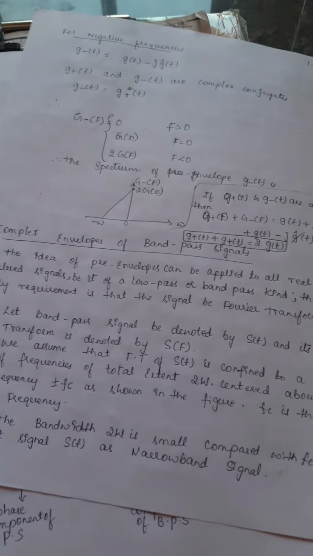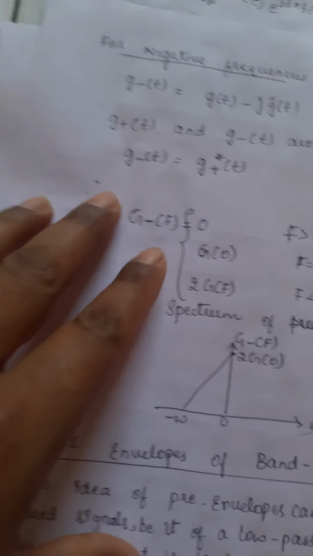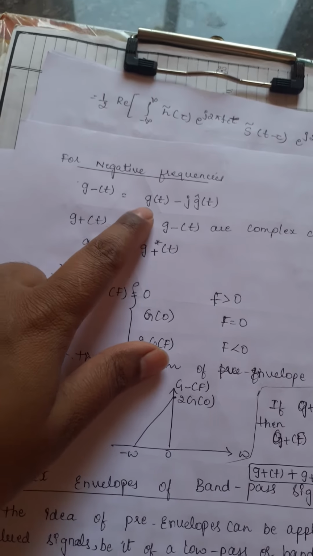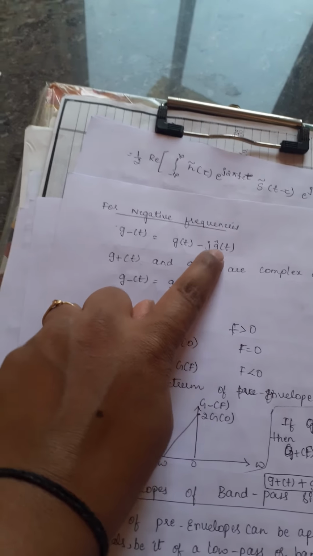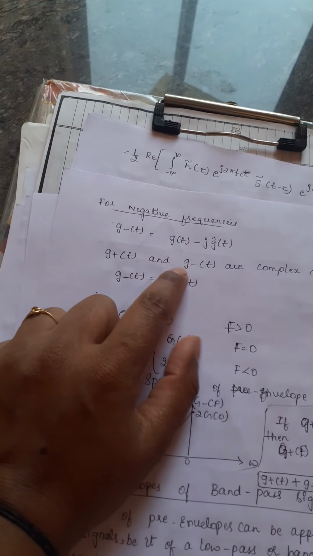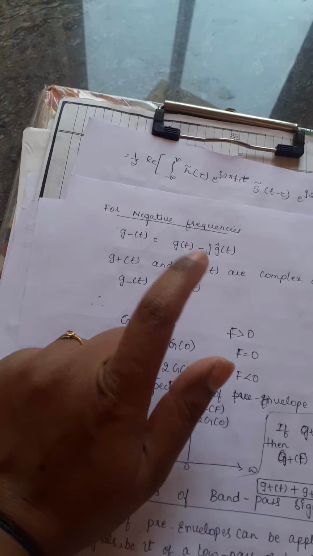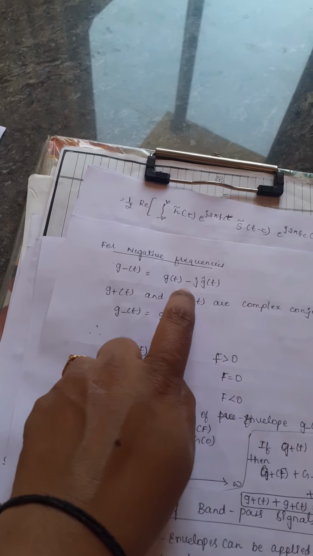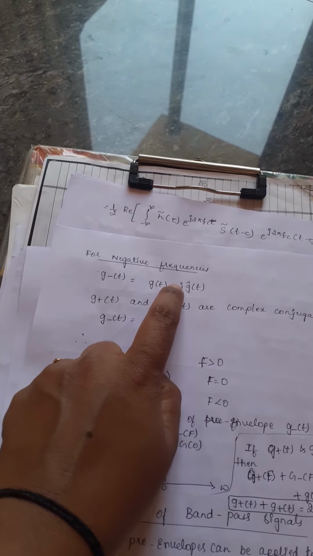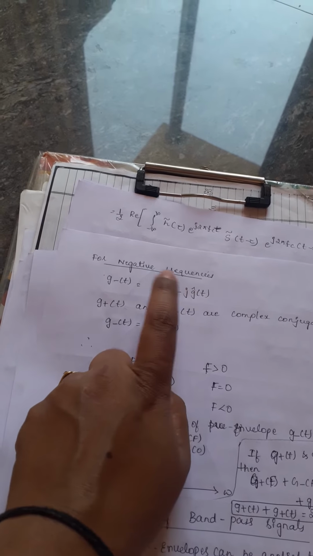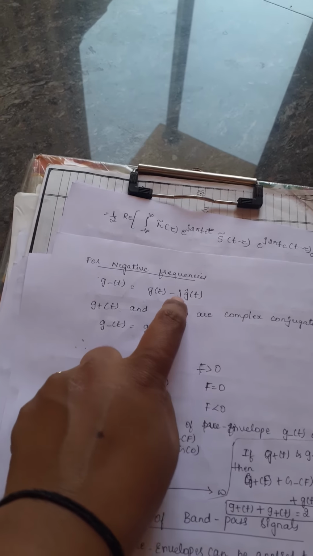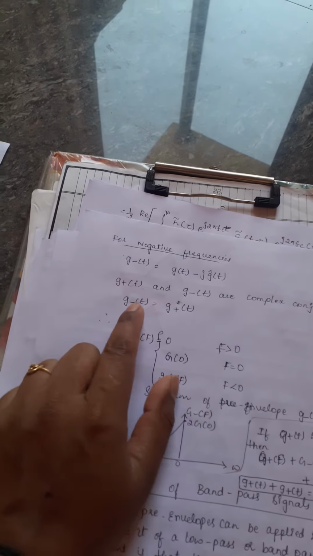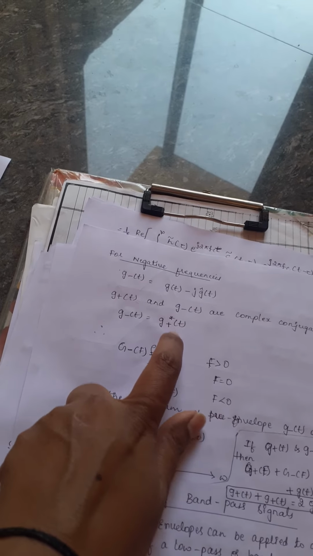For the negative frequency signal, we can write g minus of t is equal to g of t minus j g cap of t, where g plus and g minus of t are nothing but the complex conjugates of the pre-envelope. For positive frequency we get g plus of t equal to g of t plus j g cap of t, whereas for negative frequency we get minus j g cap of t. Therefore it is a complex conjugate. Directly we can write g minus of t is equal to the conjugate of g plus of t.